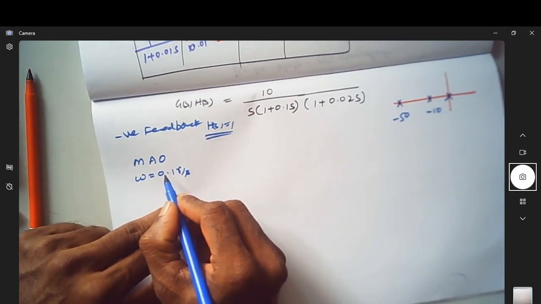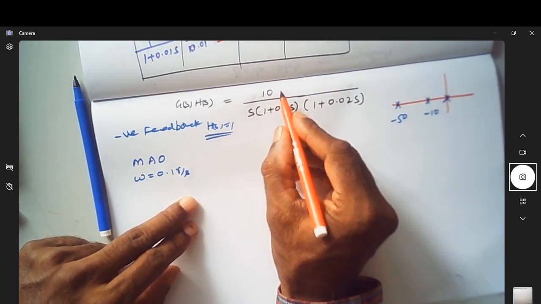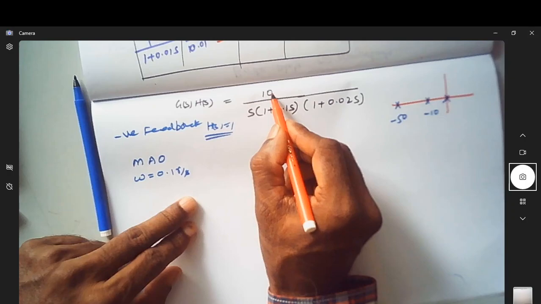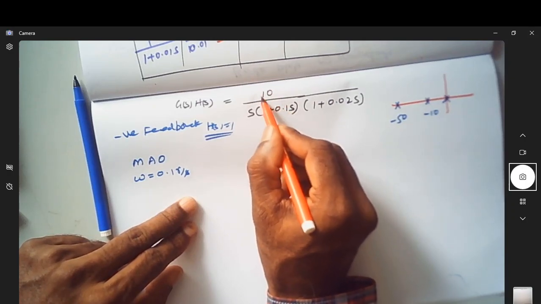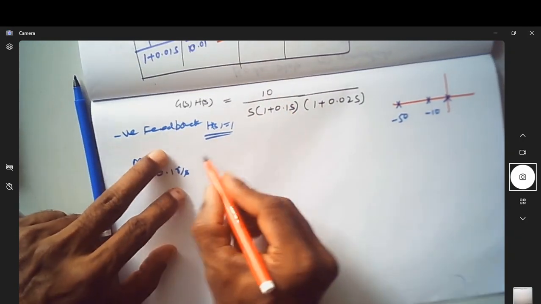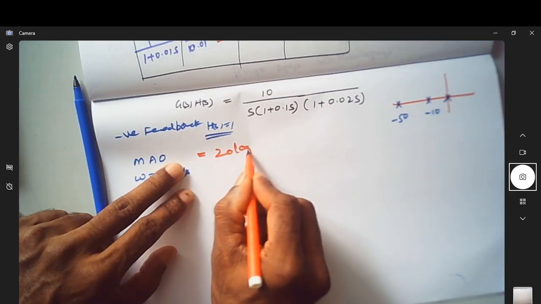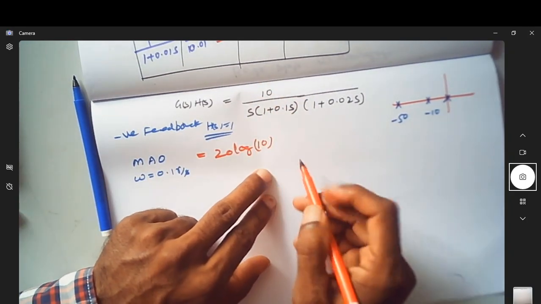At 0.1 radian per second, let us see the terms that are contributing. We know that the magnitude contributed by the constant term is independent of frequency. So this term 10 will contribute at each and every frequency. That contribution, in terms of dB, is 20 log of 10.